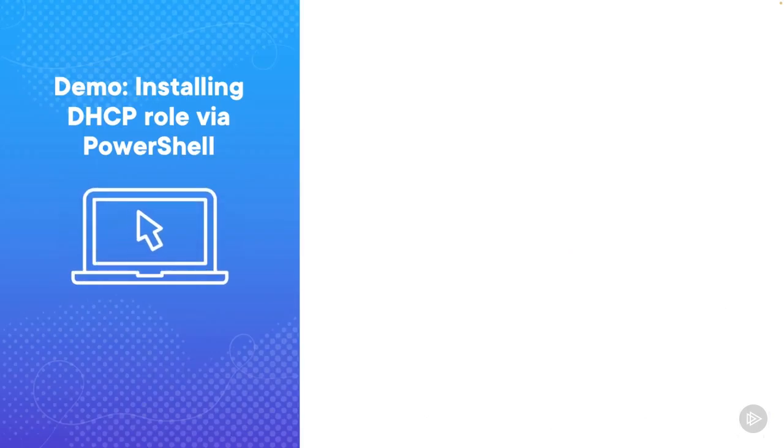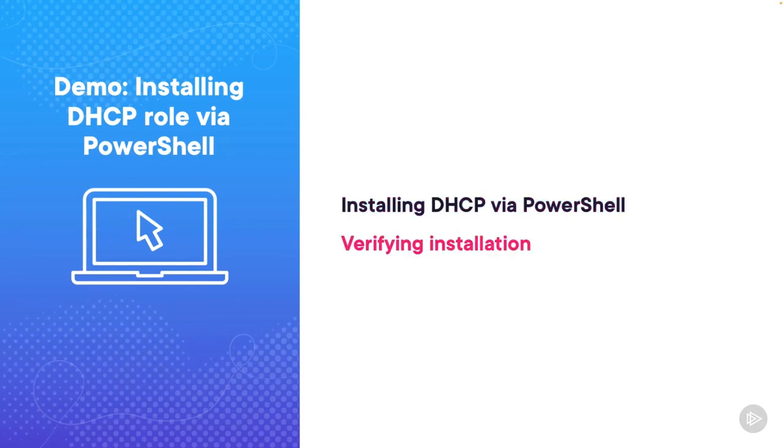Now we're about to get hands-on. In this demo, we'll guide you through the steps to install the DHCP server role on a Windows Server VM, all using PowerShell. We'll also cover how to verify that your installation was successful, and we'll show you how to confirm that the DHCP server feature is enabled and running. So let's dive in.